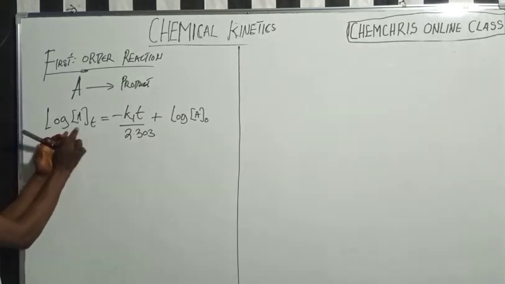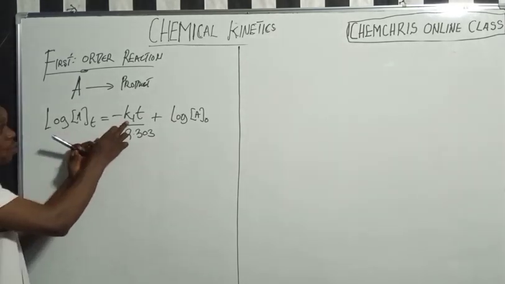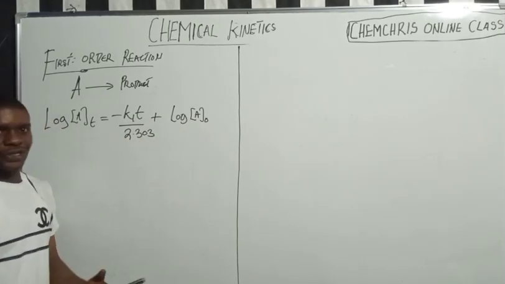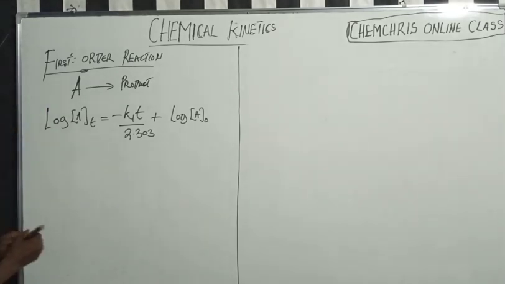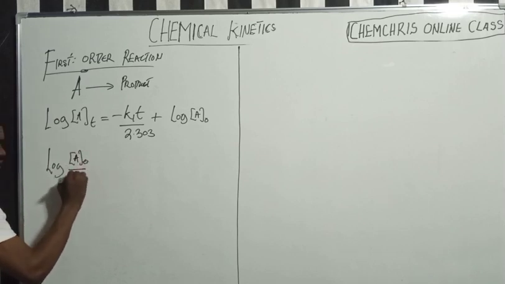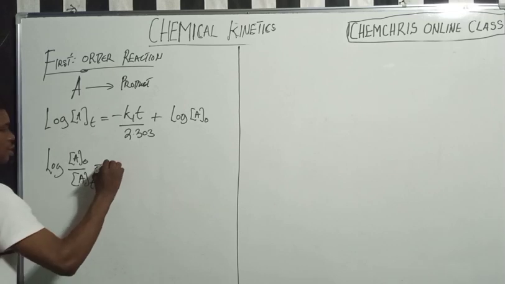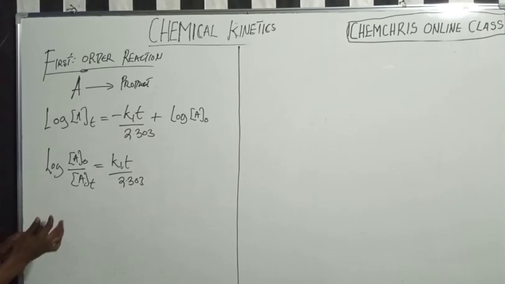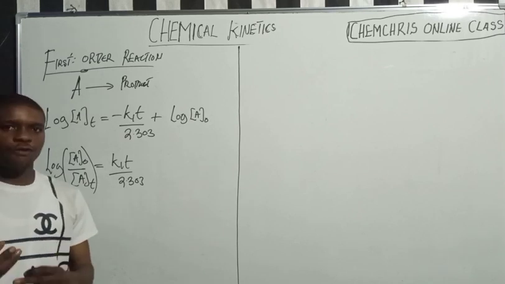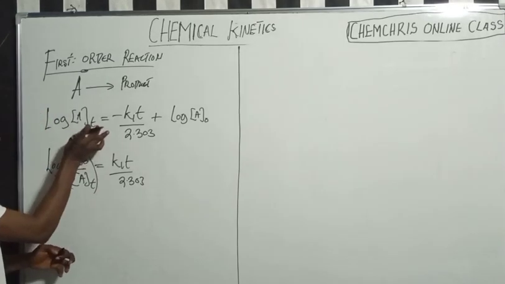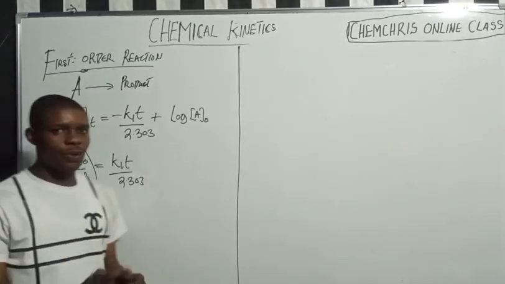So here we have log of the final concentration At equals minus k1 t over 2.303 plus log of A naught, the initial concentration. Now you can also rewrite it and get log A naught over At equals k1 t over 2.303. Out of these two equations, you can use any one that suits you to solve problems, and I'm going to teach you how to use them. So these are the two formulas I'm using for a first order reaction.